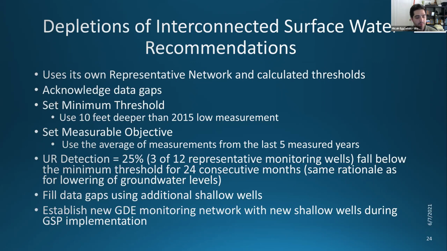We also acknowledge that there are some data gaps that we would like to fill in the future and establish new GDE monitoring networks with new shallow wells during the implementation period.